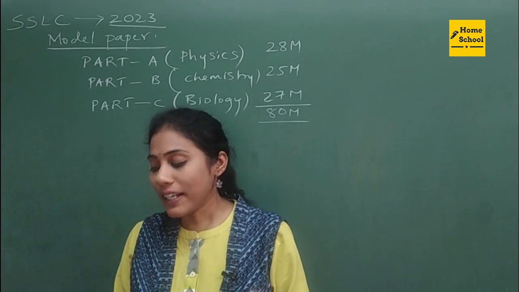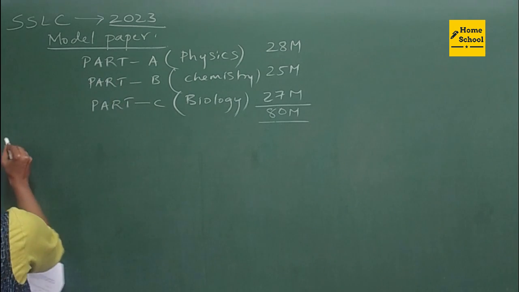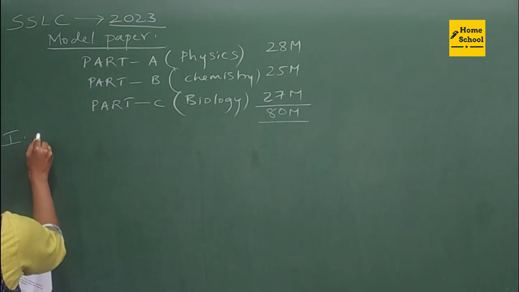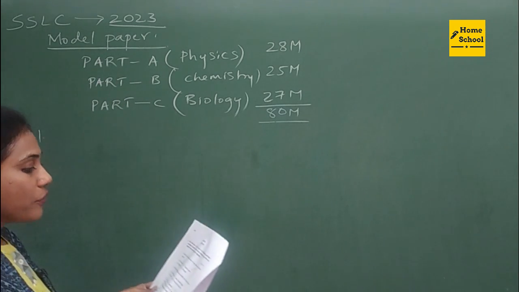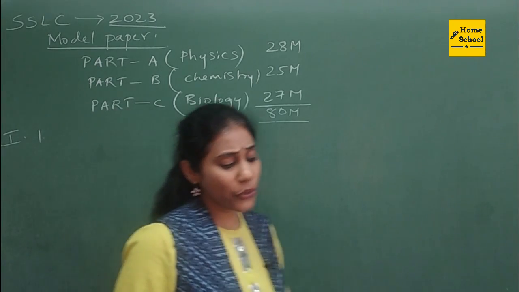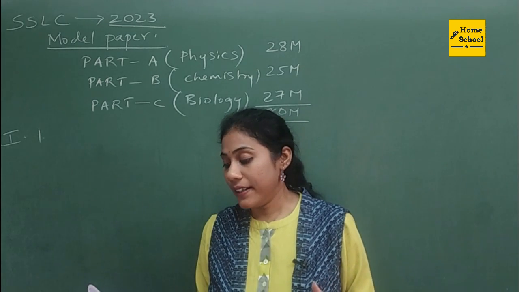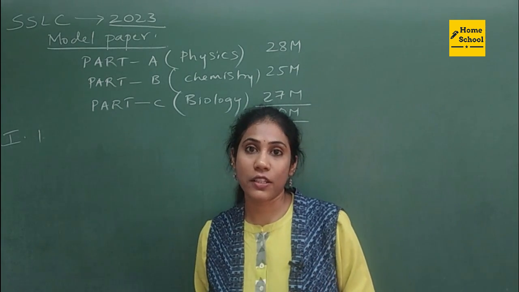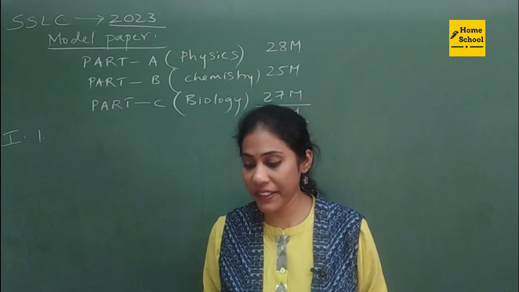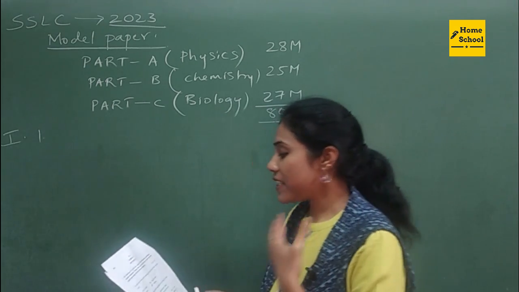Coming to question number 1 of part A. You have 3 multiple choice questions here. You can just look at the question on the board, and the PDF link of this question paper is provided in the description. You can go and check it out. Look at the first question.